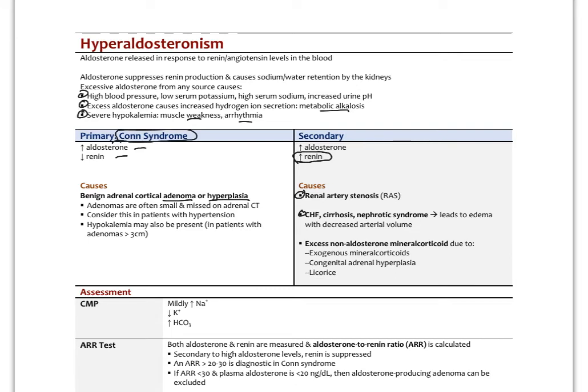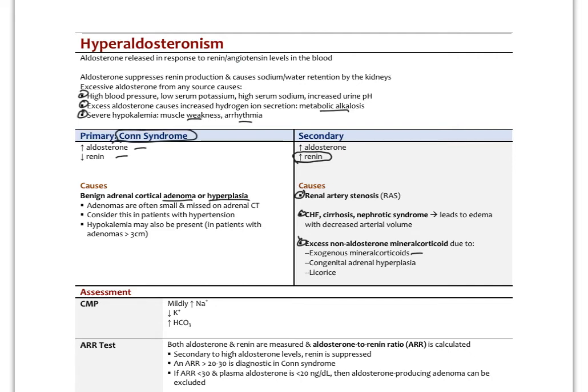Or you can have an excess of non-aldosterone mineralocorticoids due to taking exogenous mineralocorticoids like fludrocortisone. It's going to be obvious in the patient's history. Having congenital adrenal hyperplasia, remember the most common cause is salt wasting, with low blood pressure from no aldosterone. But the second most common type of adrenal hyperplasia can cause hypertension from high aldosterone. So that could be a cause of secondary hyperaldosteronism.